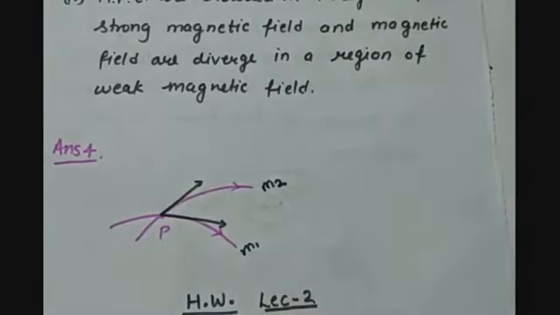So this was all about today's lecture. We have done the solution part, we have seen the homework, and we have done our concept. In the next lecture we will discuss the magnetic field produced around a circular coil and a solenoid.